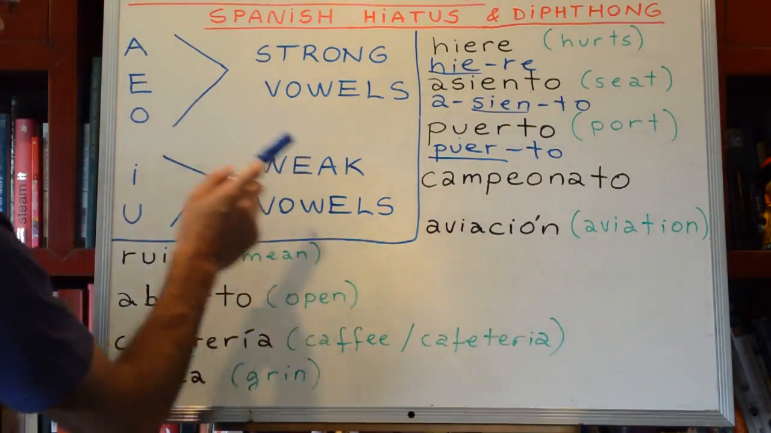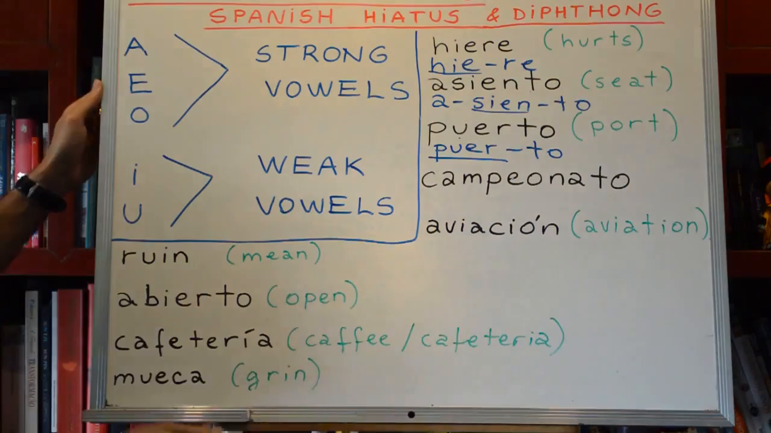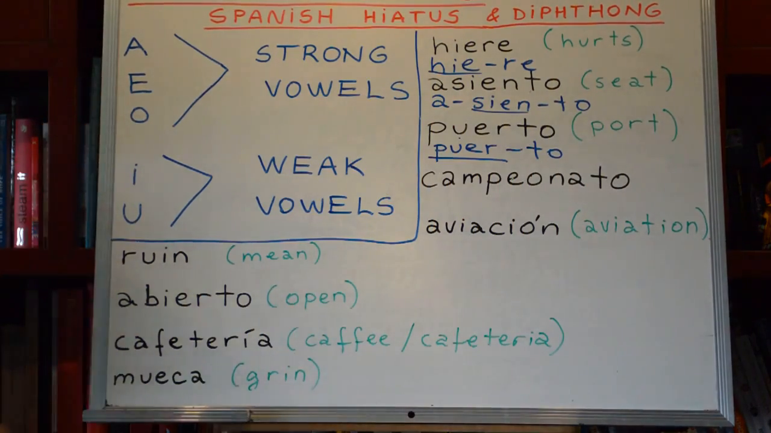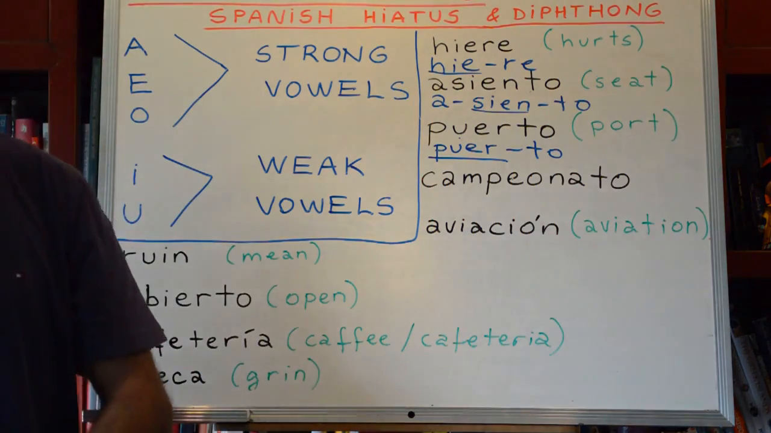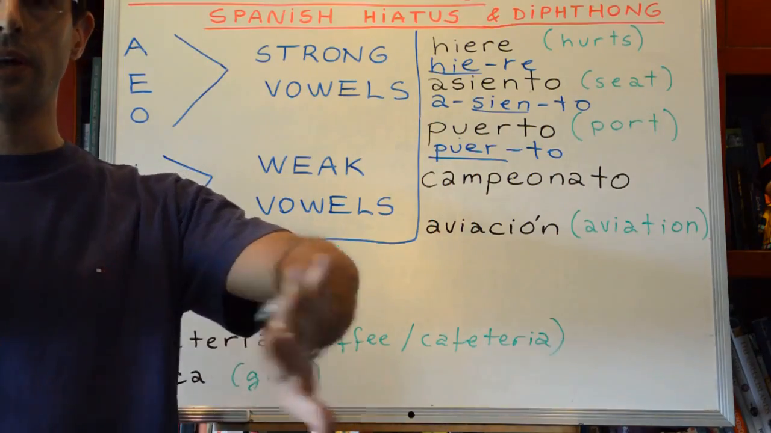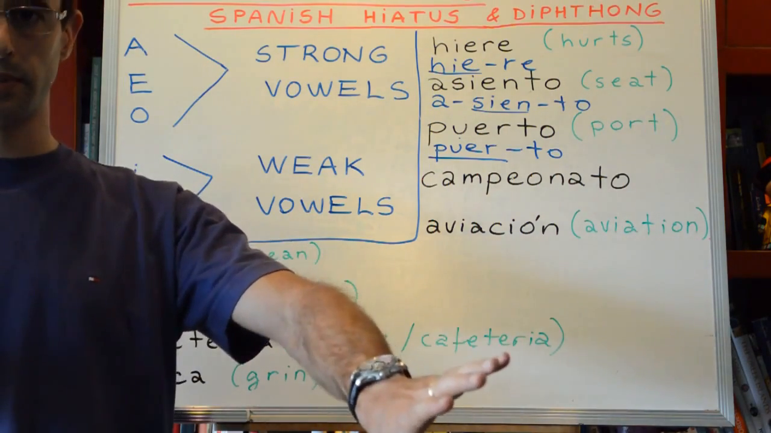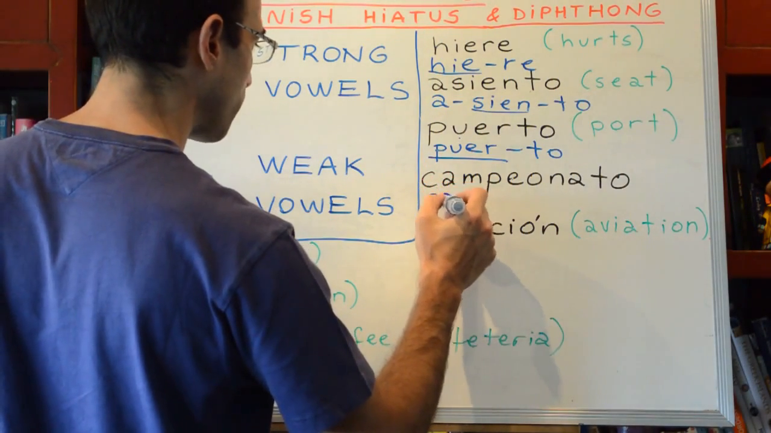E is a strong vowel. O is also a strong vowel. So here we have two strong vowels together, right? Strong vowels, they are strong, so they can stay alone. Therefore, we separate them in different syllables.